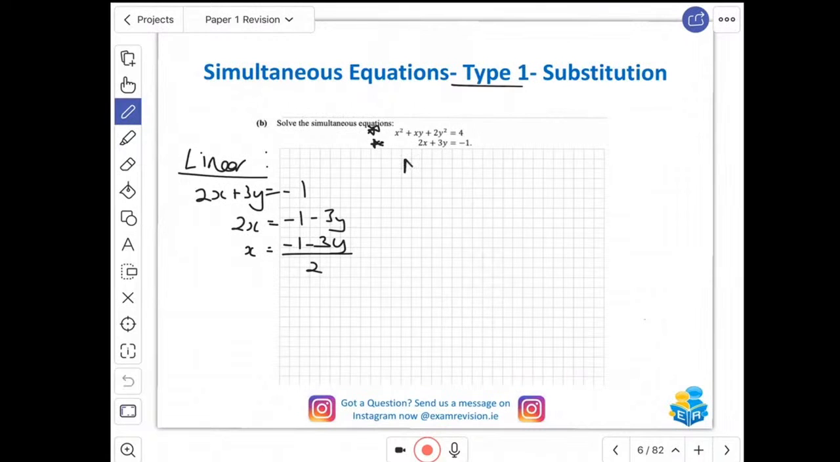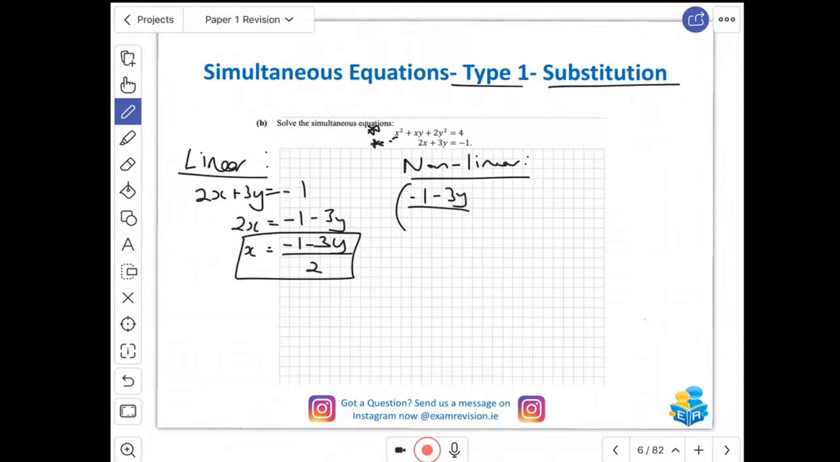Step 2 is we go to our non-linear equation and we have to substitute. So again, that's why we're saying this is type 1, substitution. Wherever you see x in your non-linear equation, so the one that has the squares in it, we're going to substitute this in. So I'm going to take away the x and put in (-1 minus 3y over 2) squared plus, and then I'm going to put the x in again. So it's -1 minus 3y all over 2, times y, plus 2y squared is equal to 4.